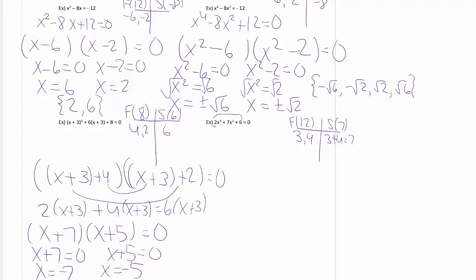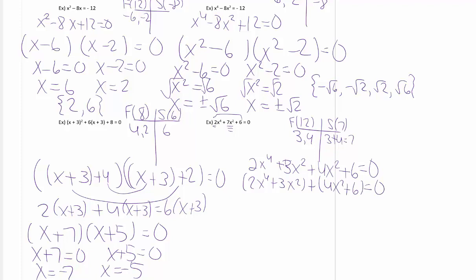So now, here's how I'm going to write this. So we'll do 2x to the 4th, but instead of 7x squared, I'm going to replace it with plus 3x squared plus 4x squared. Then I'll put the plus 6 is equal to 0. So now notice how many terms I have. I have 4 terms, so I'm going to do factor by grouping for this problem. So I'll group the first 2 terms together, and I'll group the last two terms together.